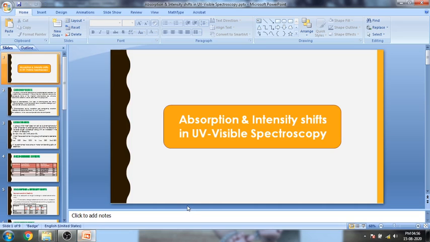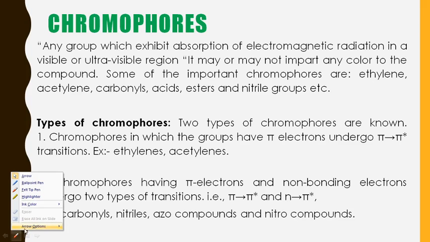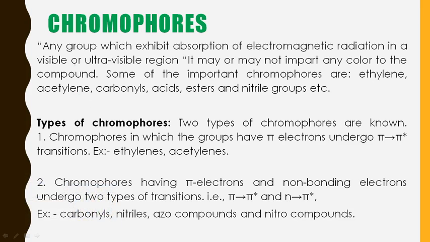Today's class is about absorption and intensity shifts in UV visible spectroscopy. Before going directly into shifts in absorption, let me introduce some common terms used in UV visible spectroscopy: chromophore and auxochrome. Let me start with chromophore. A chromophore is a compound or a group which exhibits absorption of electromagnetic radiation in the visible or UV visible region, and it will give color to the compound.